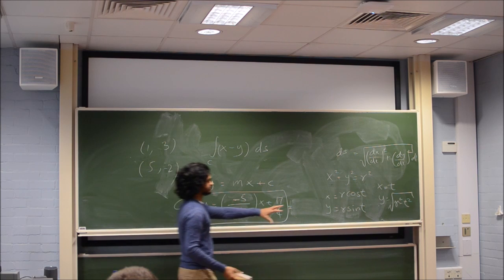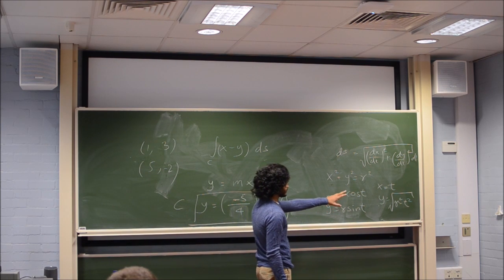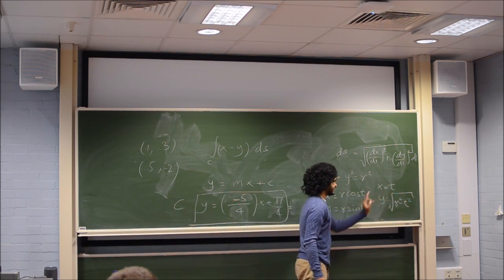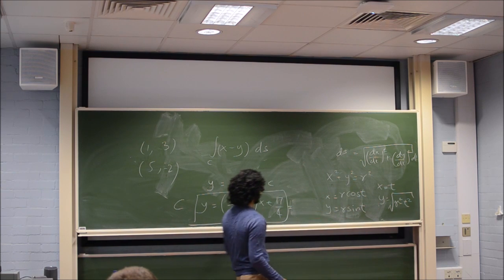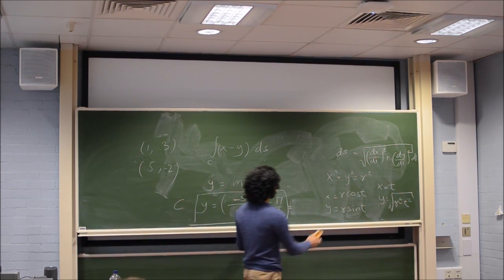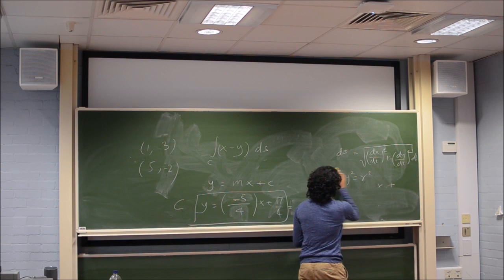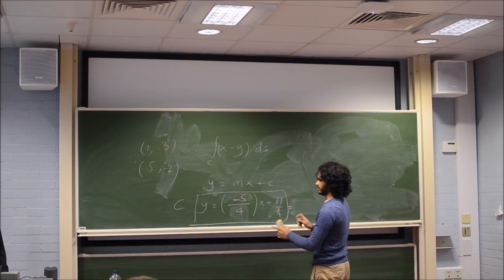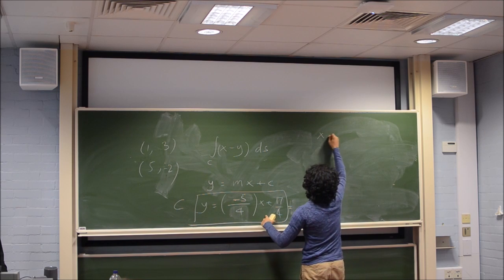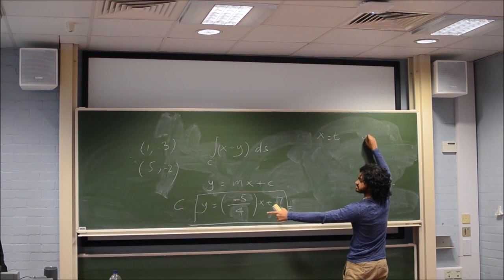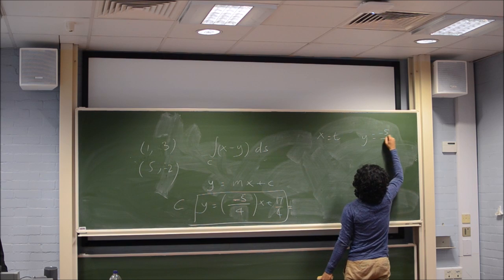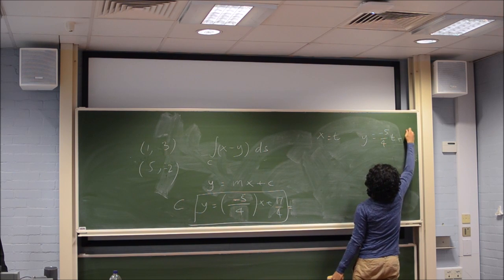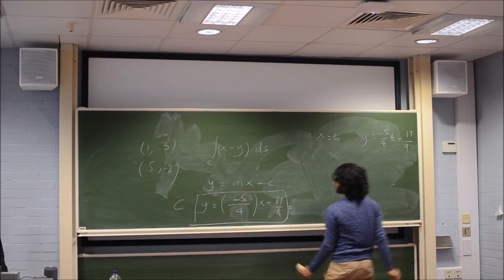Otherwise, just use the most general parameterizing technique, that is, take x to be t and your subsequent y from the path. Over here, it's going to be x is t, y is minus 5 over 4 t plus 17 over 4.